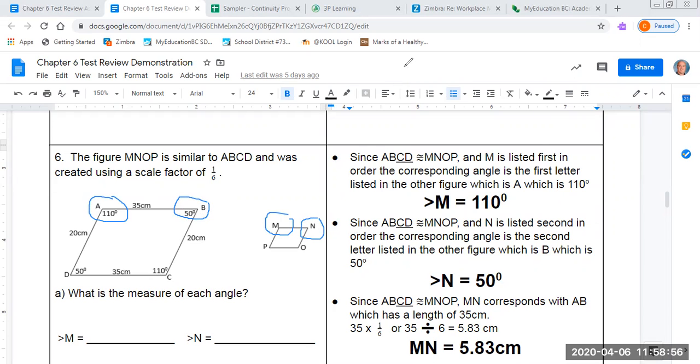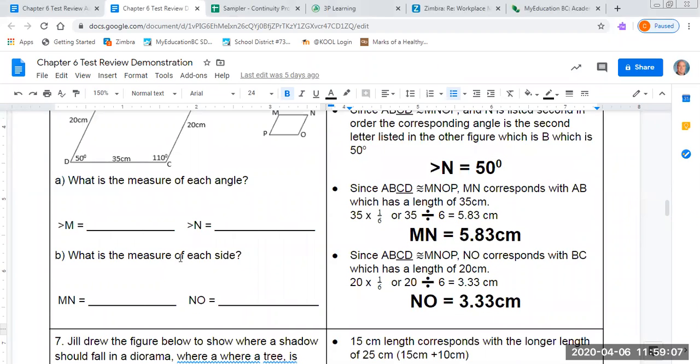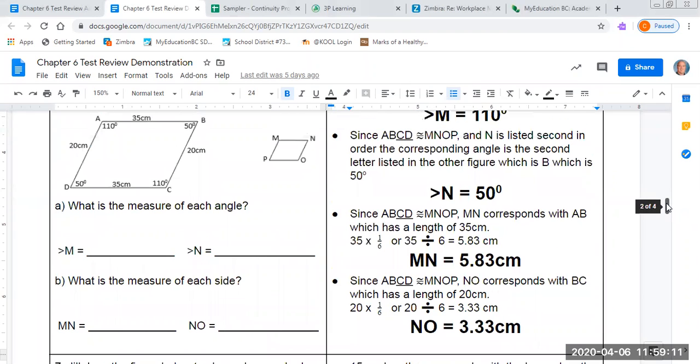Now, those hopefully make sense. Those are pretty easy to understand. But let's now take a look at the next two parts of this question. It says, what is the measure of each side, MN and NO? So if we look again at these shapes here, we see that side MN is right here, and this corresponds with this side length over here.